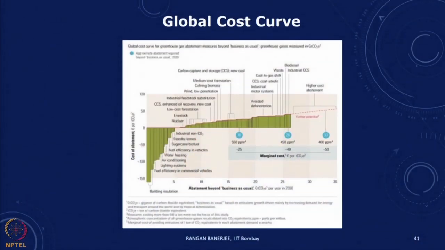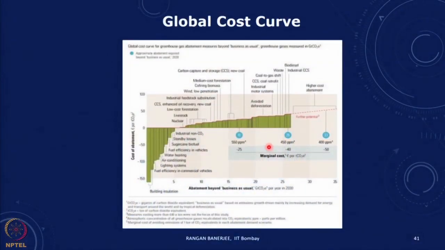In similar fashion, this is showing you the McKinsey curve for the world, and you can see that there are many options, mostly the energy efficiency options. Depending on where we want to stabilize, we are already today at more than 400 parts per million in terms of the CO2 emissions. If we want to stabilize at 450 ppm or 500 ppm, the more the stabilization, then we will go for all the costlier options.